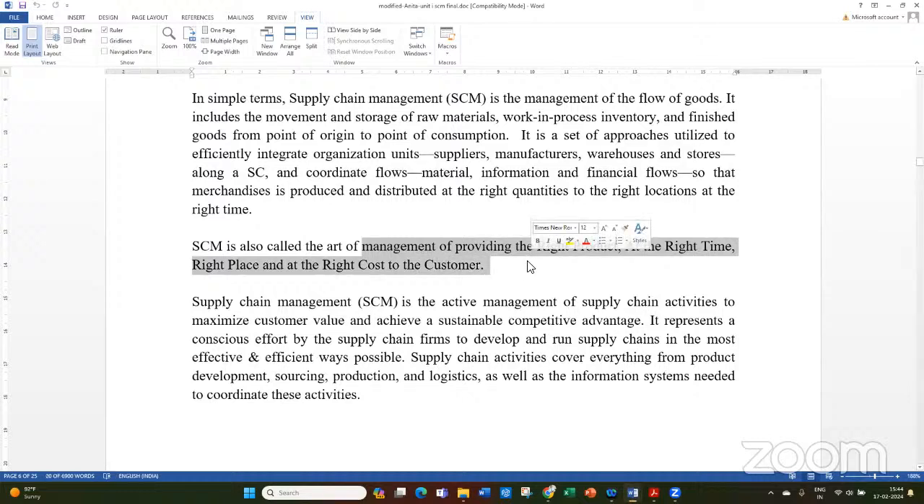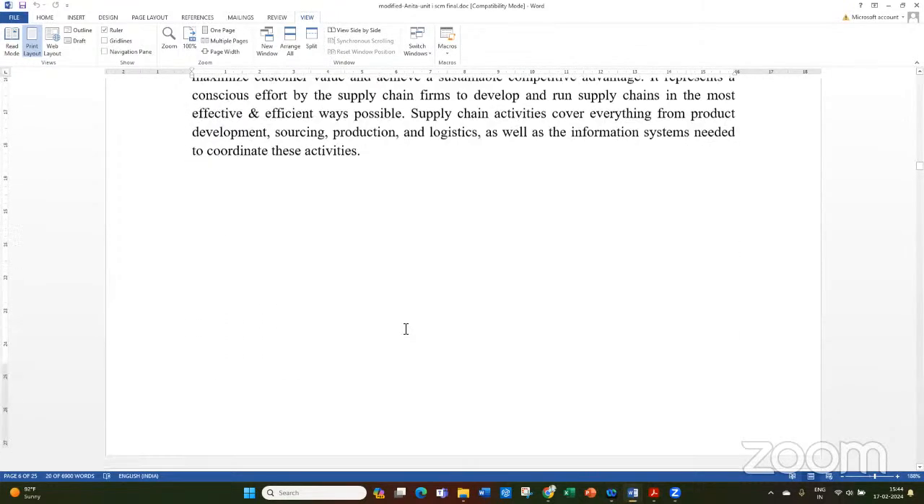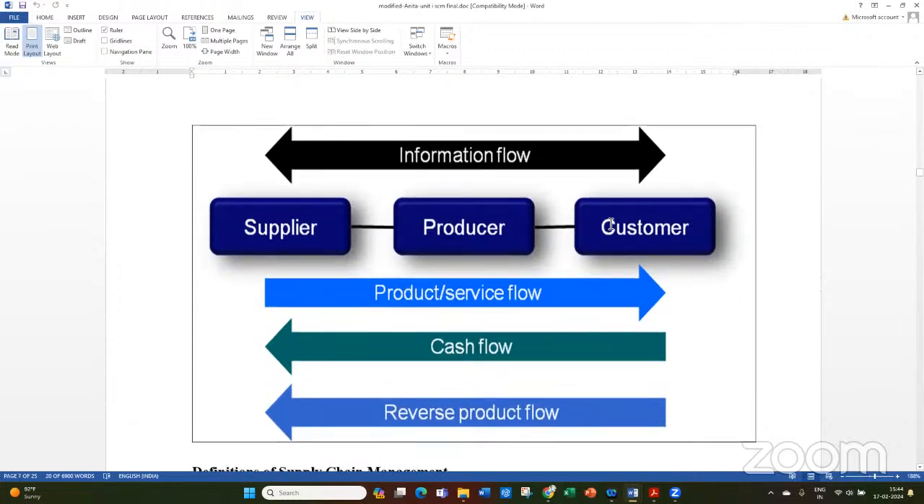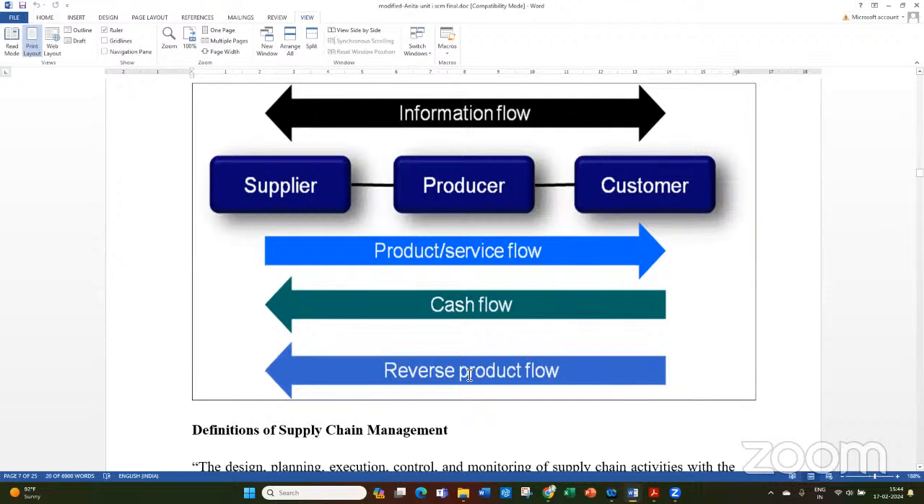It is all of the people involved, four or five of them. So again, if you see the producer and customer, this information flow is already happening, upstream. Again, product and service flow is there, cash flow is there, and reverse commodity flow is there.